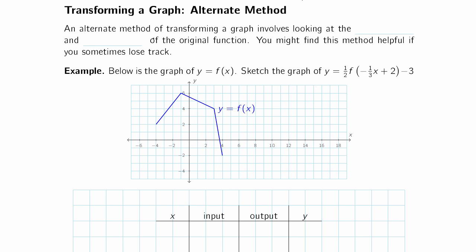So in this method, we're going to look at the input and output of the original function. And then we're going to go backward and forward to find our values of x and y.